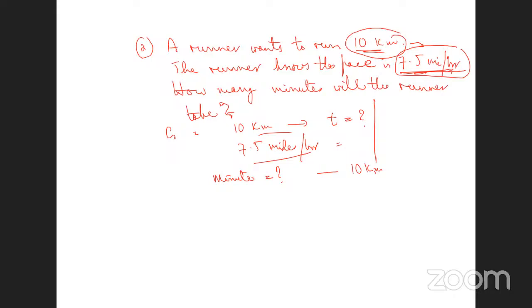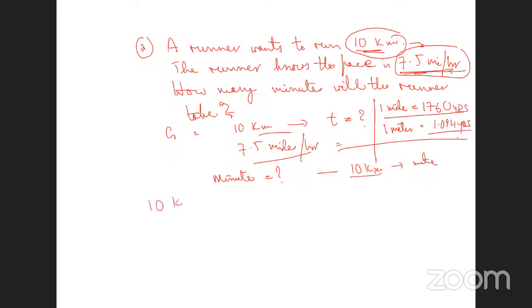So what have they given among the givens? They have given 1 mile equals 1760 yards, and then they have also given 1 meter as 1.094 yards. Okay, so this is also a given.